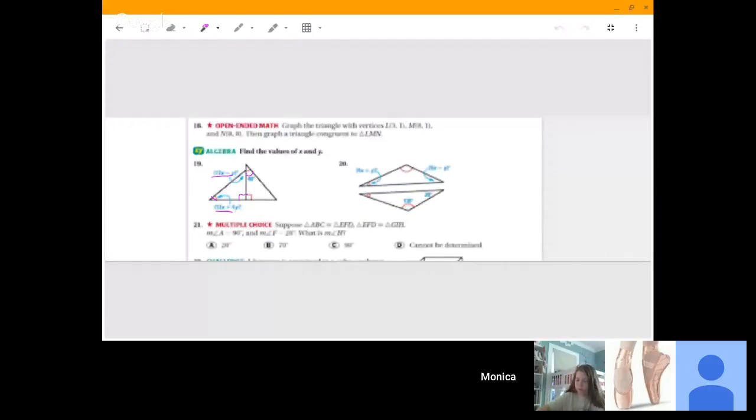Okay. So for number 20, when we look at this one, we can see we have our two triangles, and we know that these two angles here are equal to each other, right? Sorry, it's not letting me write. So these two angles here are equal to each other.